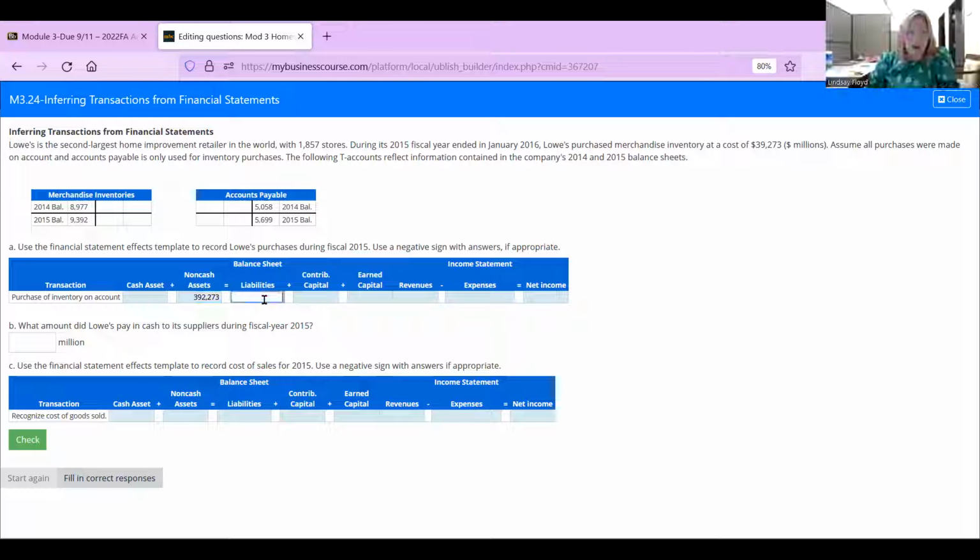And what else got changed? The liabilities. 392, you put an extra 2 in that non-cash asset. That I did. Okay. So $39 billion. Asset, liabilities, good. What amounts did Lowe's pay in cash to its suppliers during fiscal year 2015? So how do we calculate that? I took the accounts payable, I took the difference between 2014 and 2015.